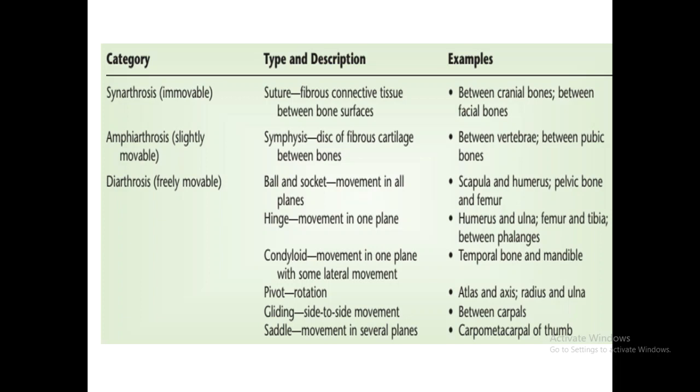Amphiarthrosis, slightly movable, and in the type of description, you tend to find that these are symphysis, disc of fibrous cartilage between bones. These are mainly found between vertebrae. That's the vertebrae, between pubic bones, whatever. That's your spinal cord, the vertebrae.